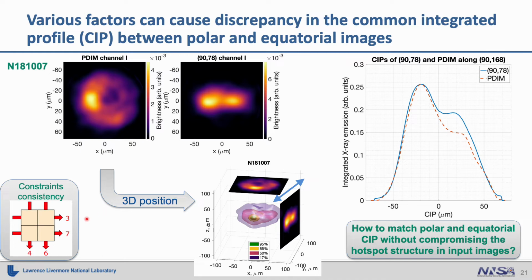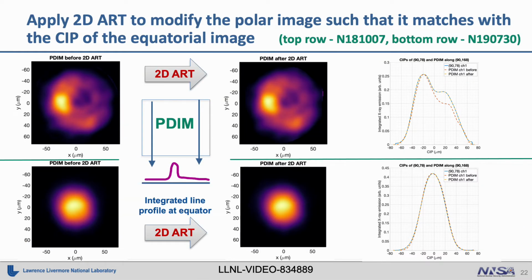And this discrepancy can cause failure of our algorithm to converge because of the inconsistency in our constraint in the sparse linear system. So the question here is how can we match the polar and equatorial CIP without compromising the hotspot structure in the input images? And the solution that we have come up with is to apply the ART again, but now in 2D, to modify the polar image such that it will match the CIP with the equatorial image.